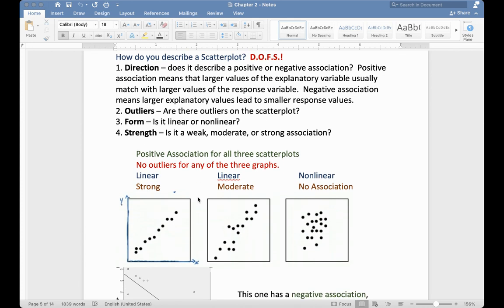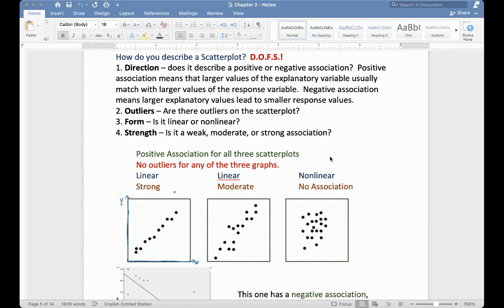This one's called DOFS. So I've got three graphs here. These are all very similar. They are all positive association for the three scatter plots. What that means is they all have a positive slope. That's pretty much what it means. I know the third one's kind of hard to tell. It's amorphous. It doesn't really have that. But the first two do. They have a positive slope.